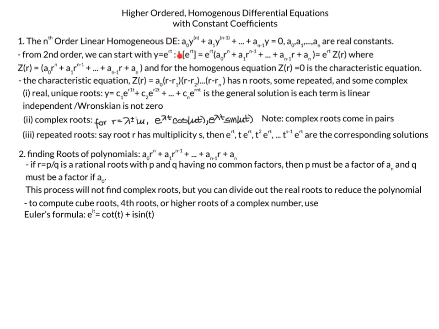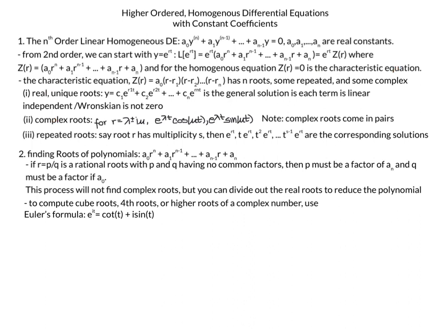So now our differential equation is e to the rt times (a_0 r to the n plus a_1 r to the n minus 1 on down to a_n). And this is just like second order differential equations. And now we have our characteristic equation, which is this polynomial here. We set it equal to 0 for the homogeneous differential equation, and we solve, and we look for roots. And since we're in nth order linear differential equations, we're looking for n roots. Some will be repeated, and some will be complex.